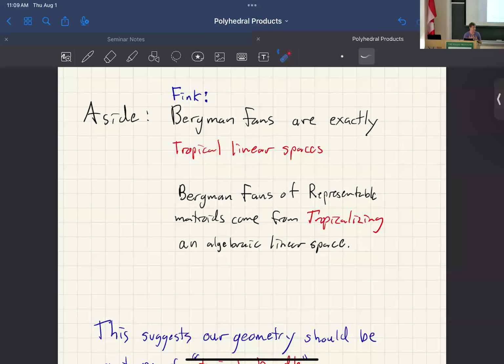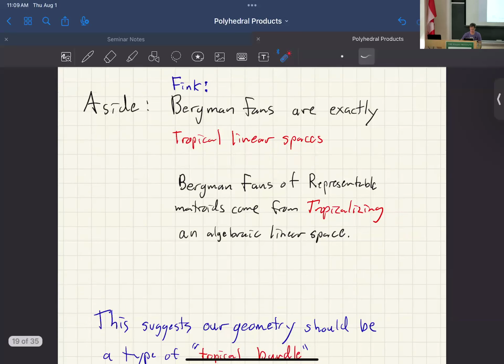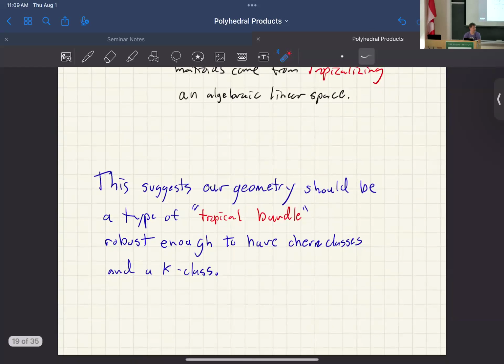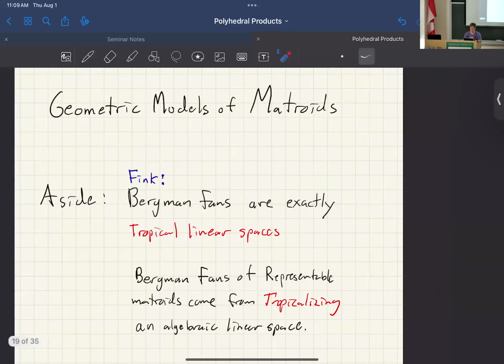So, a vector bundle is made out of actual algebraic linear spaces. So if we want to increase our language to see the non-representable ones, we need geometry that allows us to fit into that place. And perhaps the Bergman fan of a matroid is then that geometry. So this suggests that the geometry that we want to find to make the right kind of bundle that gives rise to the right kind of characteristic classes should be some kind of tropical bundle. But it needs to have enough information in it that it still produces Chern classes and K-classes. Right. So that's the idea.